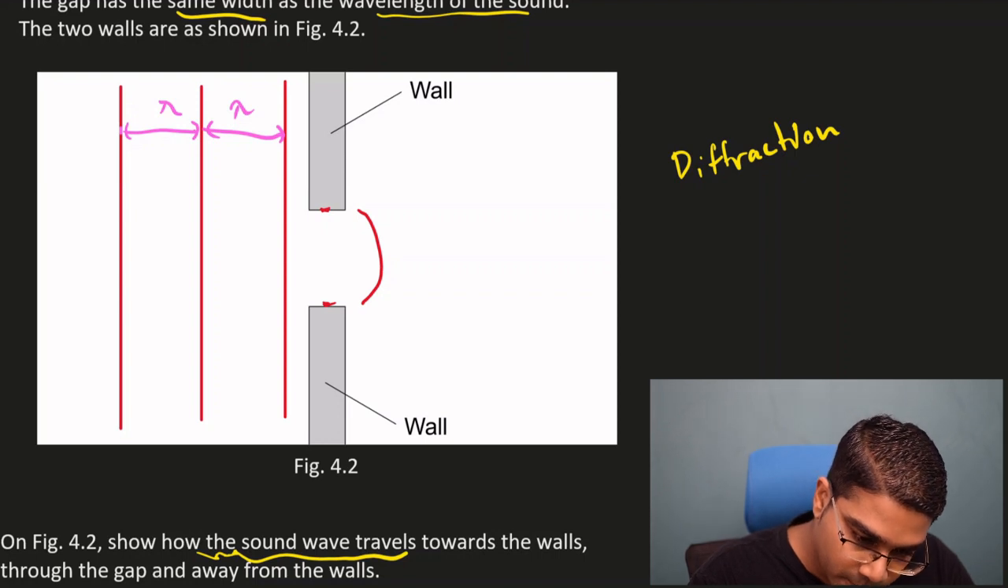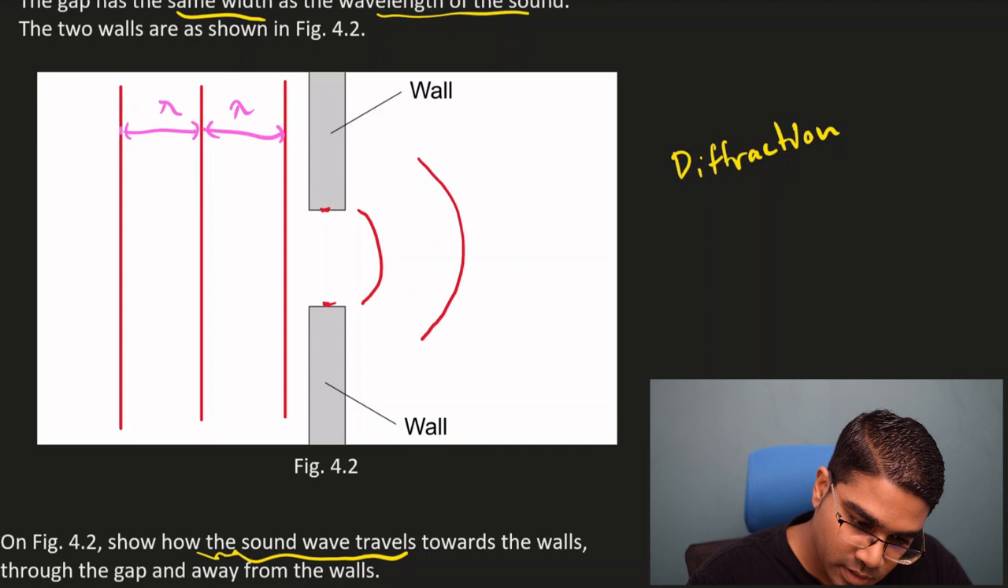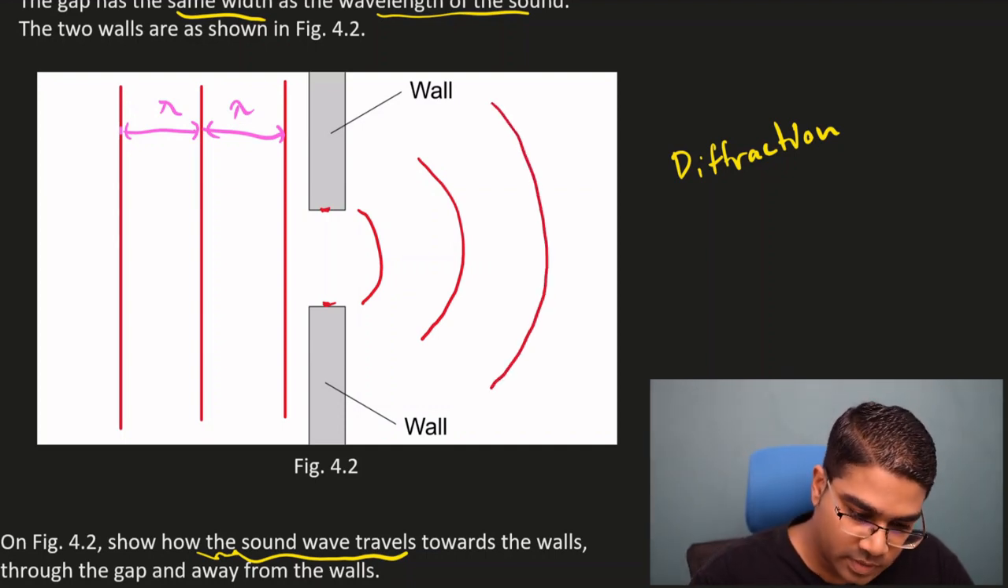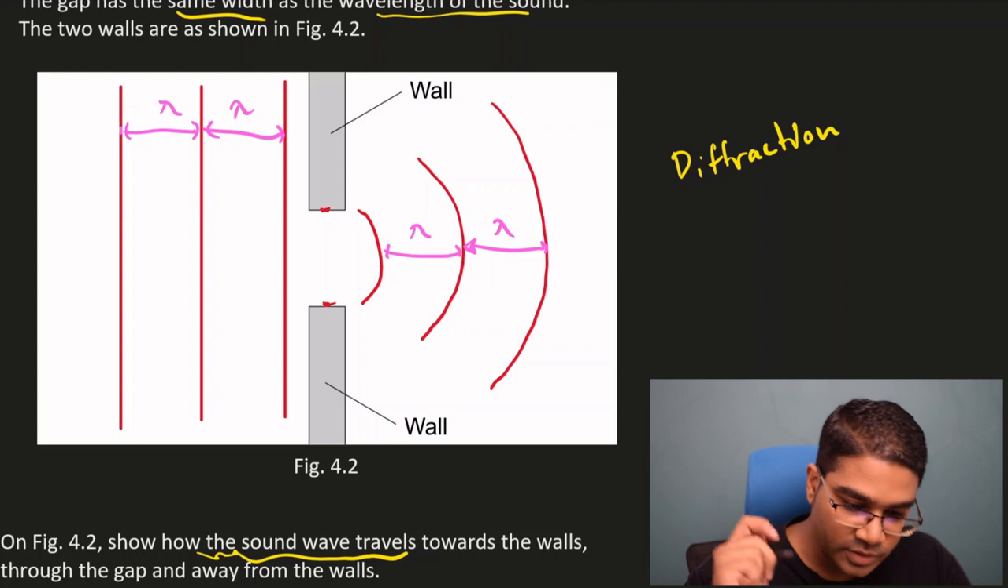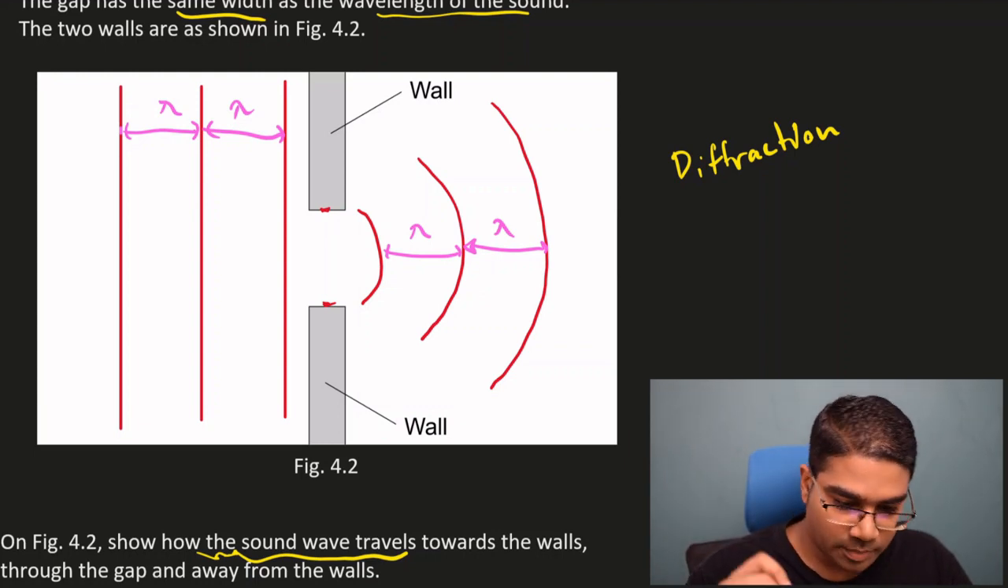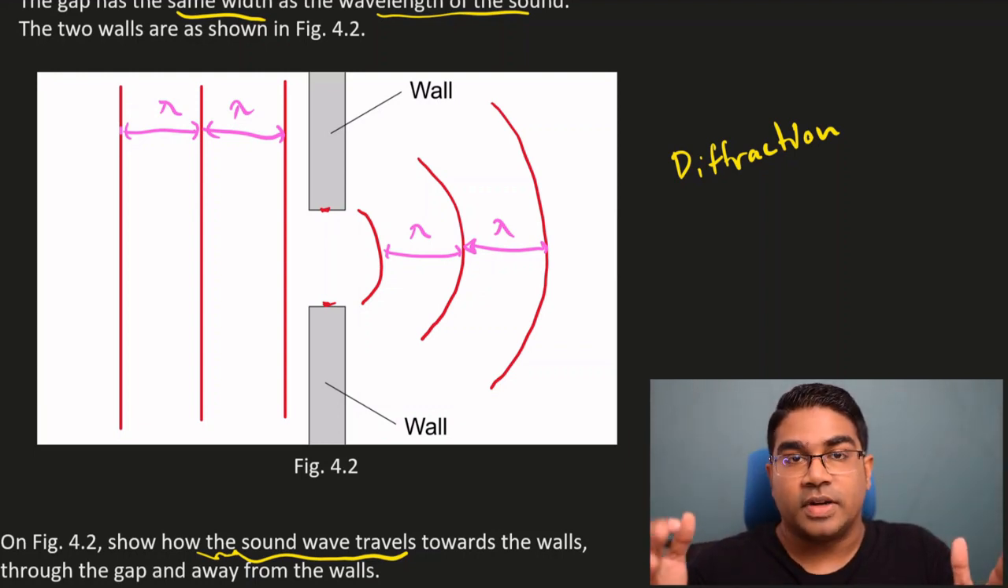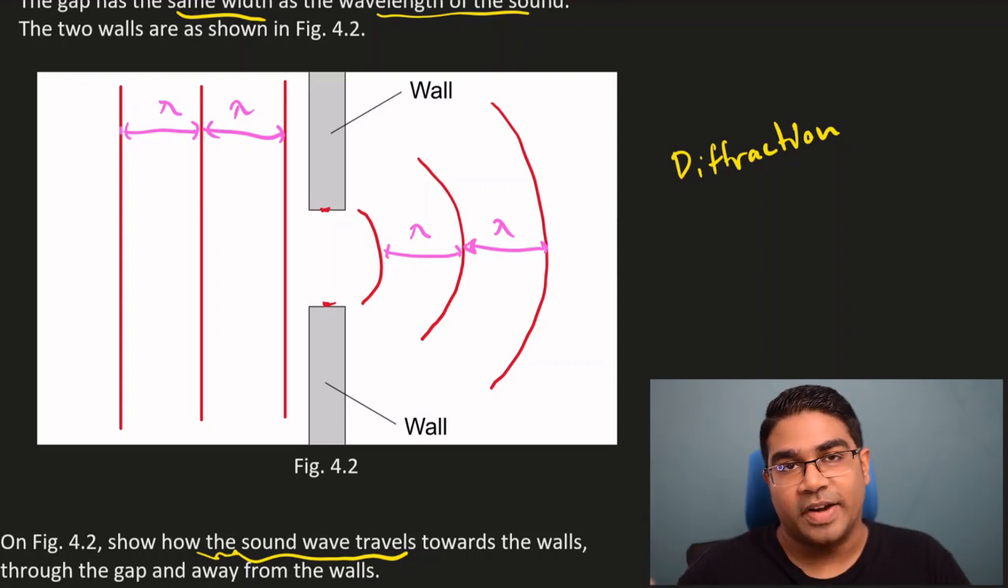So let's draw this. This diagram is here, and then one more here. Again, the wavelength must be fairly constant here. You don't have to label the wavelength like this. I'm just labeling it to show you that it must be about the same before and after. So this is how we show diffraction.